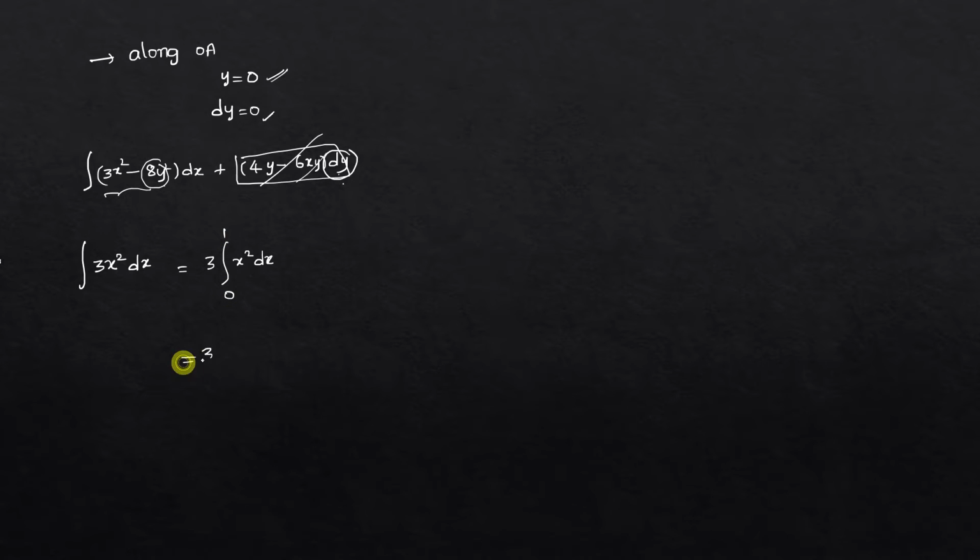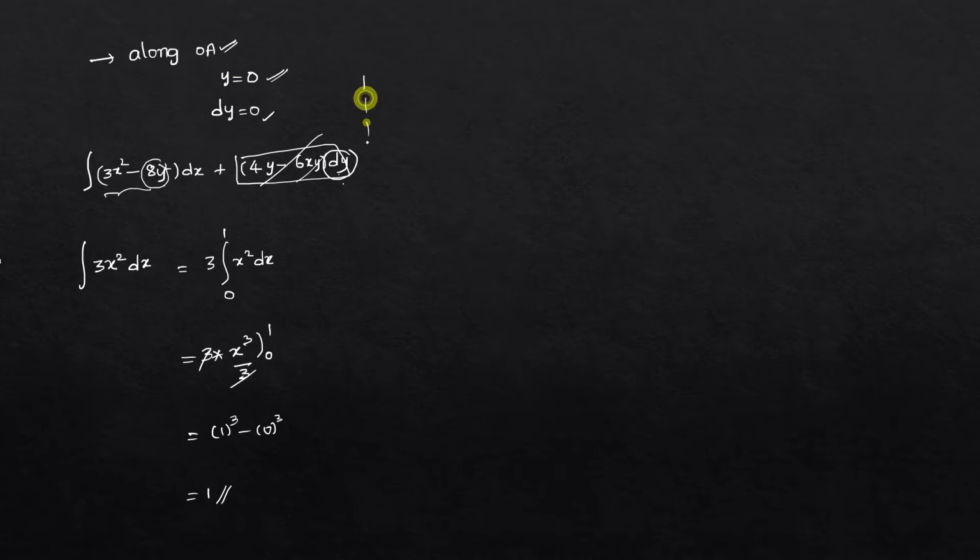So 3 into, what is the integral of x square? It will be x cube by 3, over the limit 0 to 1. 3 gets cancelled. So the answer will be 1 cube minus 0 cube, and the answer is 1. So along the OA line, we got the answer as 1.